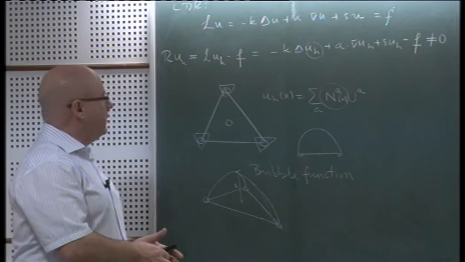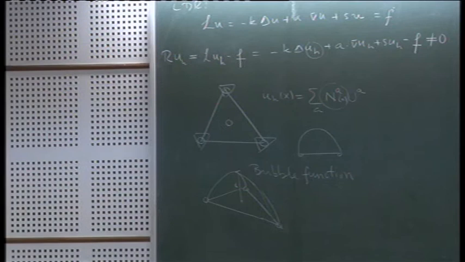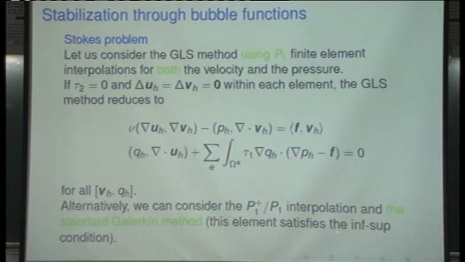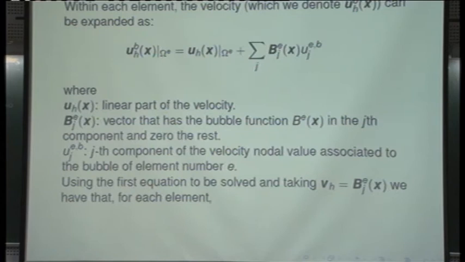So it turns out that if you use a linear interpolation for the pressure and linear interpolation for the velocity enriched with a bubble function, that method works. This element satisfies the inf-sup condition. We will go back to this later when talking about the Stokes problem. Just take it for granted for the moment. Okay, so let's see what happens.